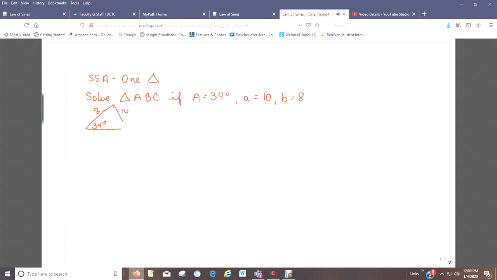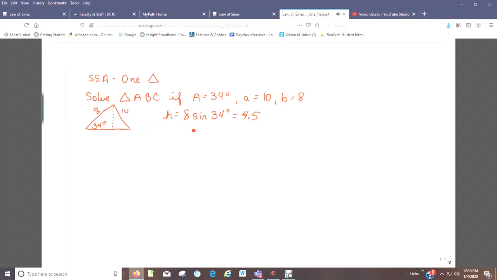Alright, now, just like before, we're going to calculate the height. If the 10 is shorter than that height, we know no triangle exists. But let's go ahead and calculate the height. It's going to be the side that's not opposite our angle times sine of our angle. And if we put that into the calculator, that gives us 4.5. Okay, so that 10 is definitely longer than the height, it does reach.